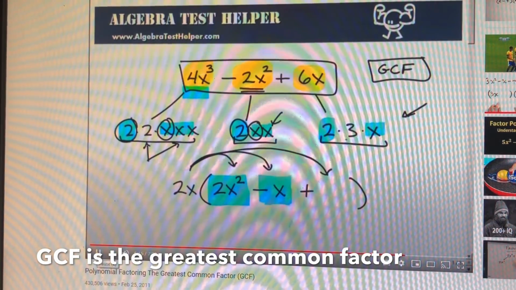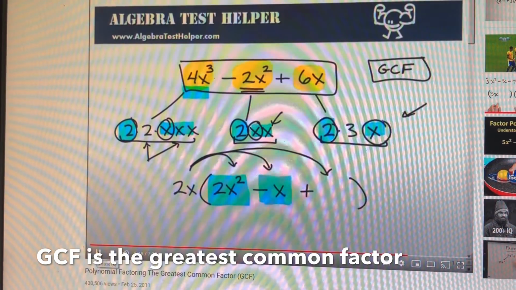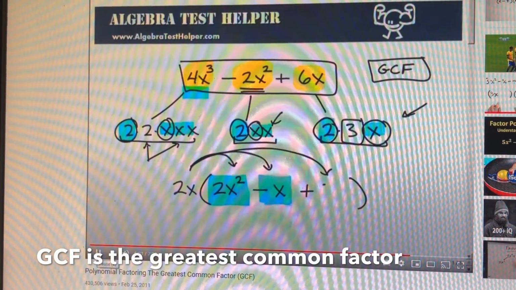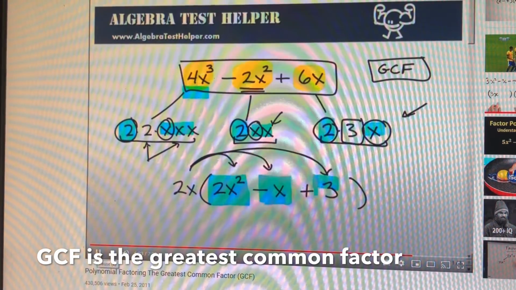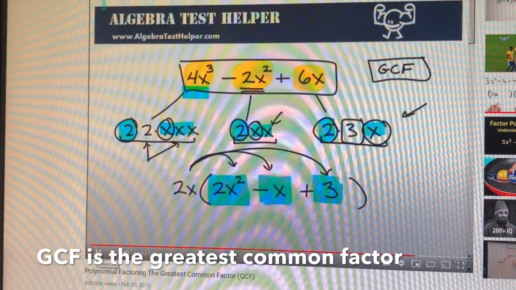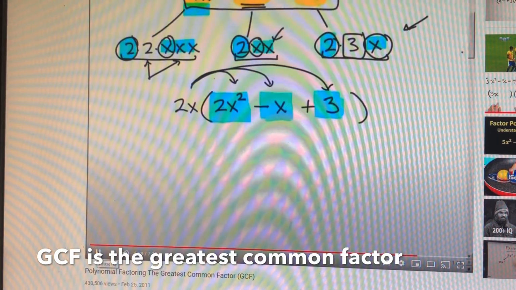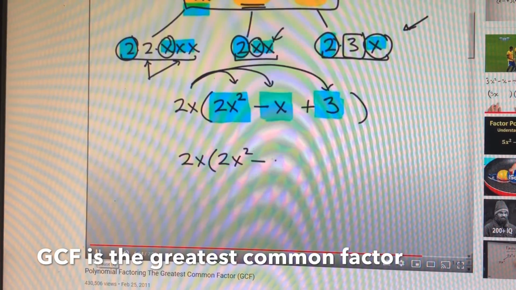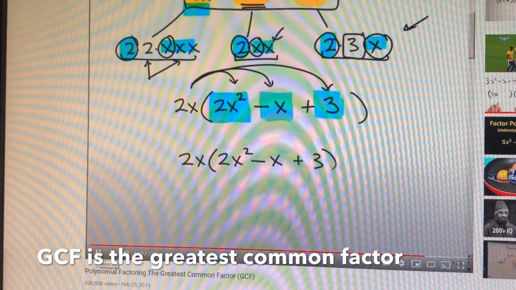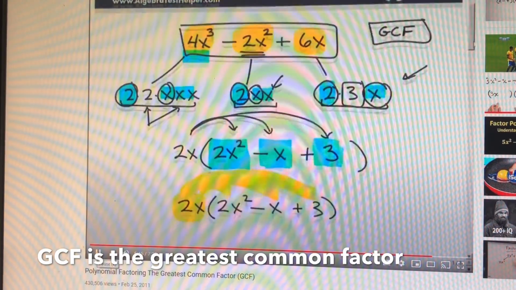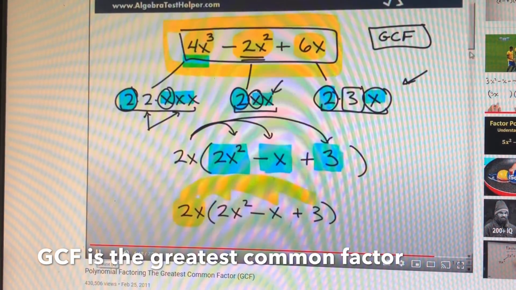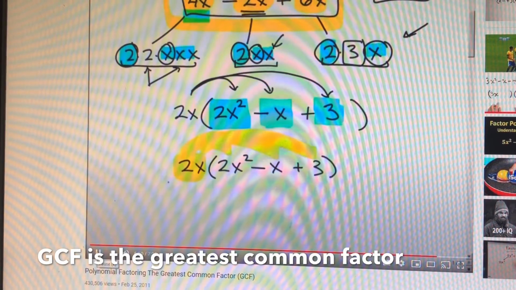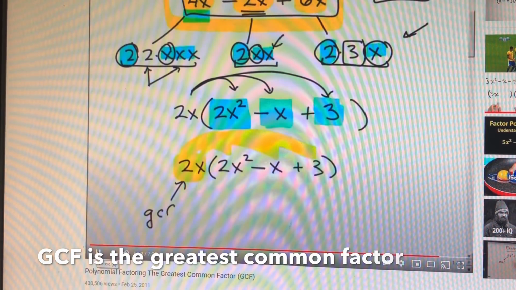So let's go back over here and look at our factors. 2x is our GCF, so 3 is what we need, right? So 2x times 3 will get us back to 6x. So this is the factor here. We just factored this out. 2x times 2x squared minus x plus 3, because if you used the distributive property and took 2x times all three of these things, you would get back to our original polynomial. And 2x is considered the greatest common factor.